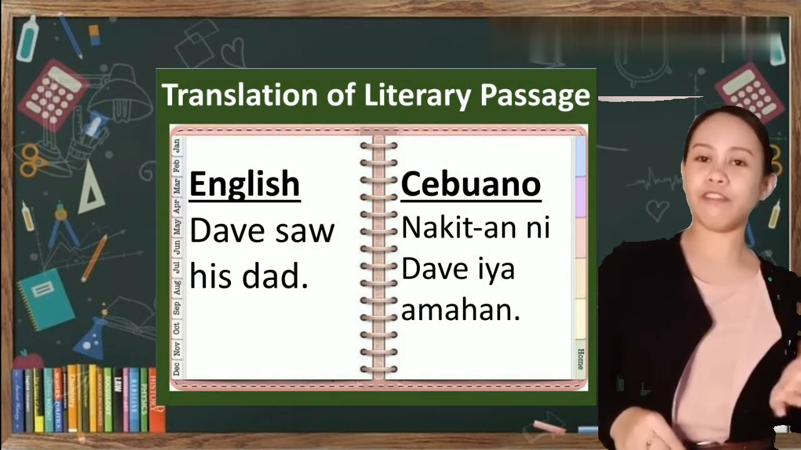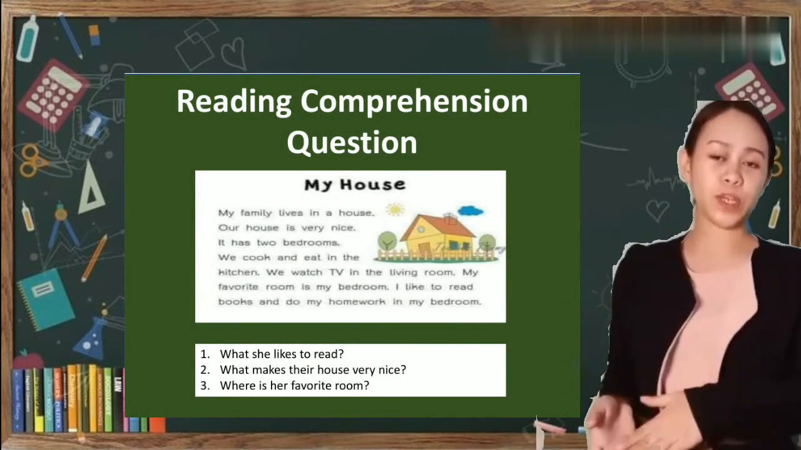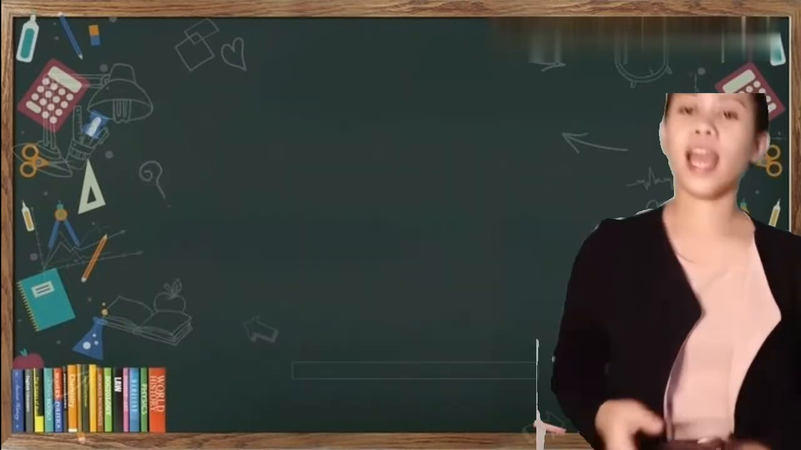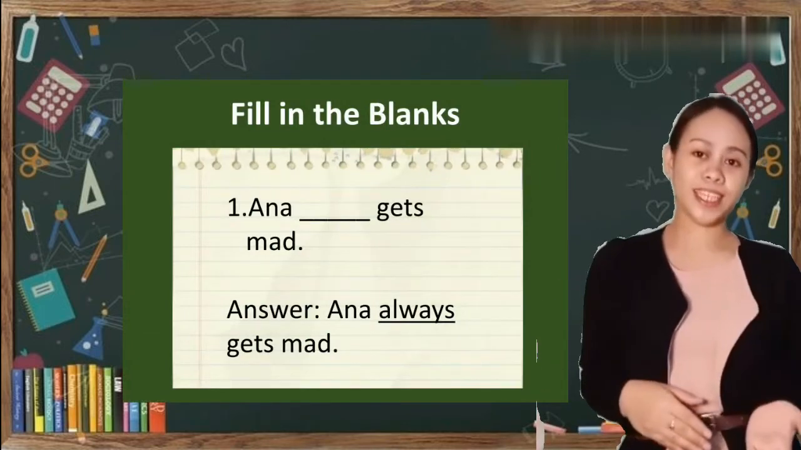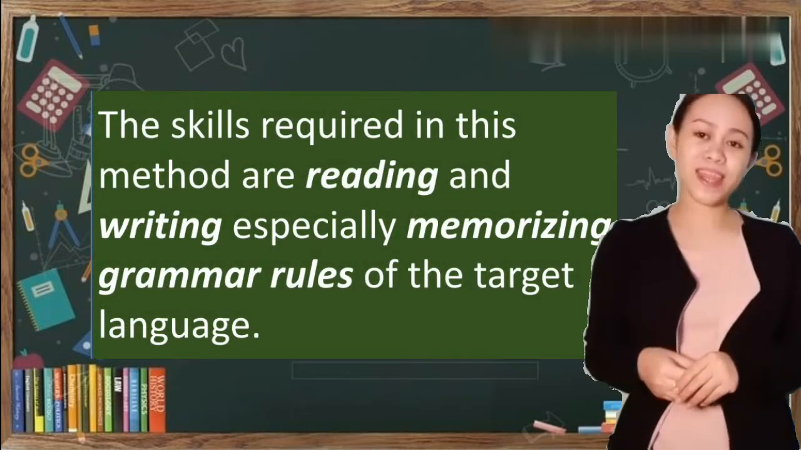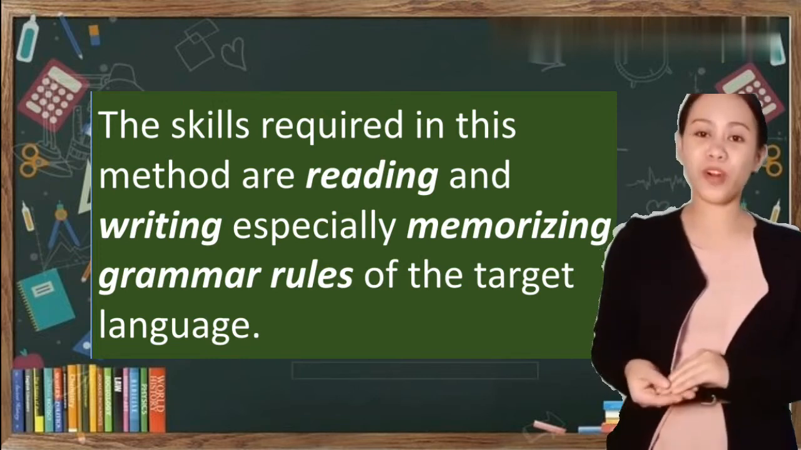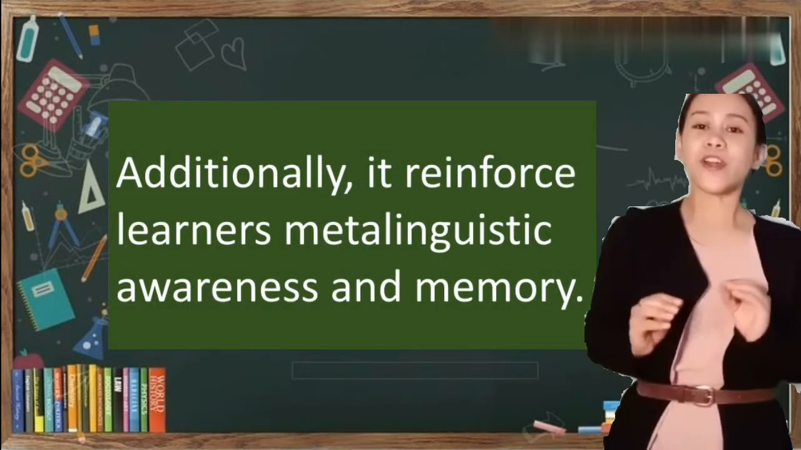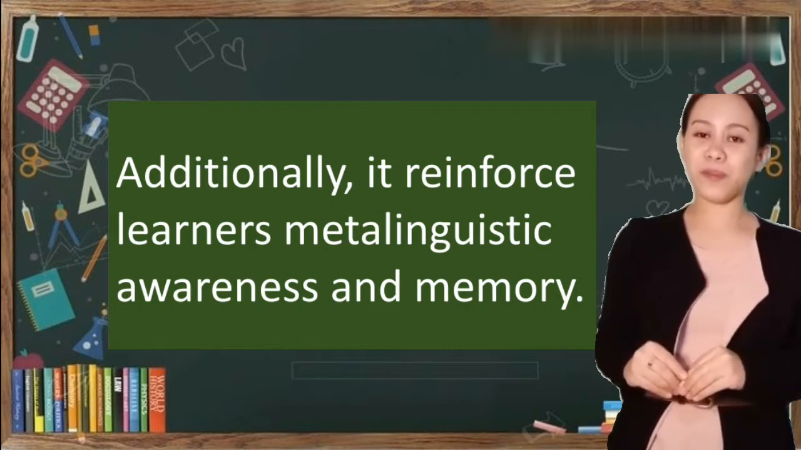The types of activities are usually students translate a reading passage from the target language into their native language. Students answer a question from the target language based on their understanding on the reading passage. Students are given a series of sentences to be completed with words missing. The skills required in this method are reading and writing, especially in memorizing grammar rules of the target language. Additionally, it reinforces learners' mental linguistic awareness and memory.